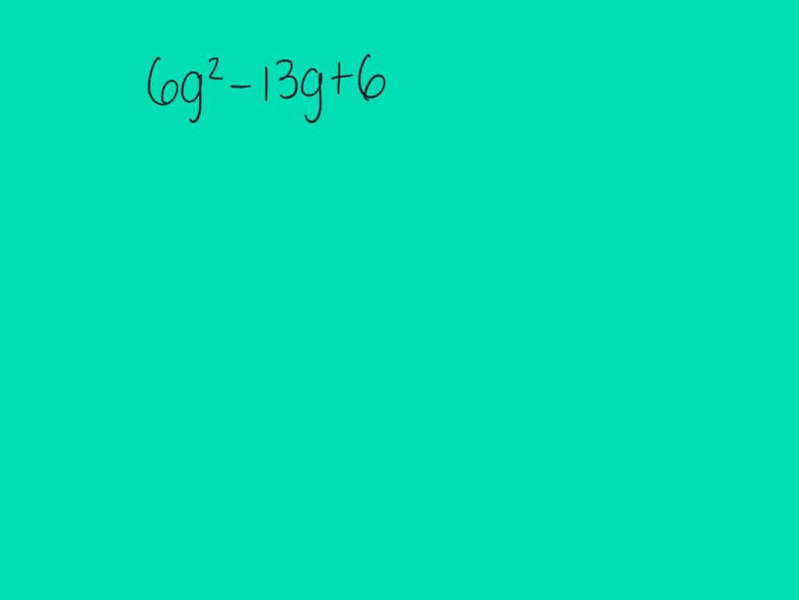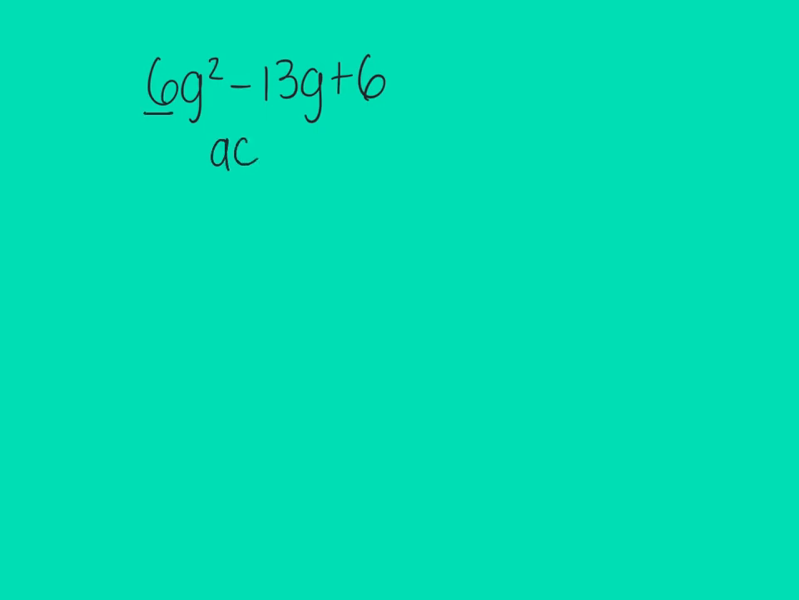Next up, we have 6g squared minus 13g plus 6. So first step, we're going to check to see, is there a number I can divide into all 3 of these, 6, negative 13, and 6? And no, there's not anything I can divide all 3 of these by. So I'm going to start off right away with the AC method then.